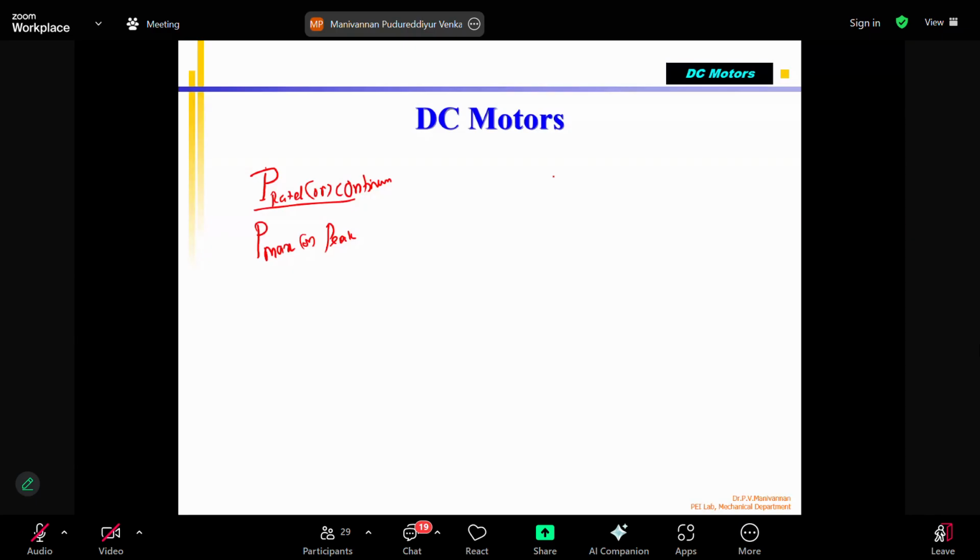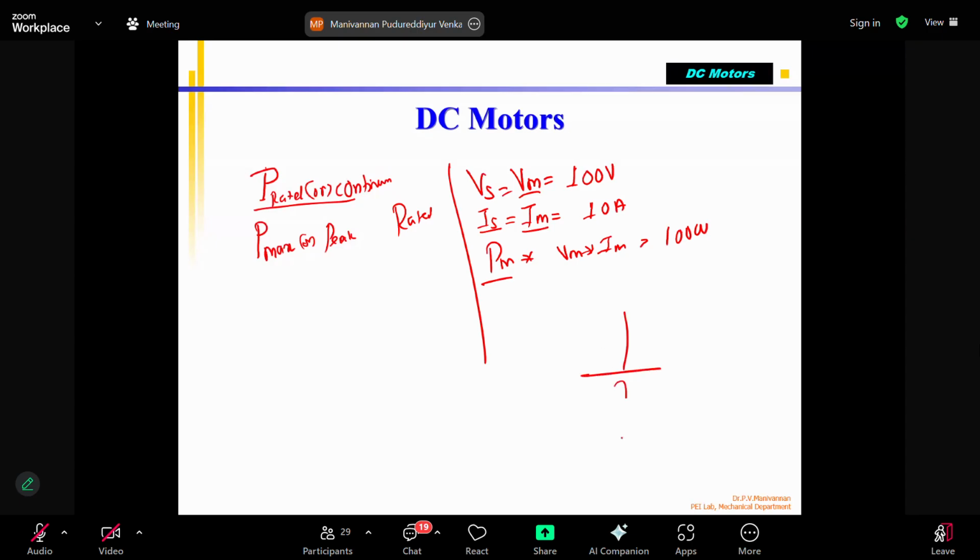So rated means, for example, I say my motor runs at 100 volts, that is V motor, the supply voltage, V supply, is 100 volts. And I say the I motor is 10 amps. Then the P motor is automatically the multiplication of these two, VM multiplied by IM, which gives 1000 watts. Correct? So while mentioning PM, IM, VM, they will say rated or continuous. That means if I run my motor, for example, I have a voltage source which gives 100 volts, plus or minus, connected to my motor.